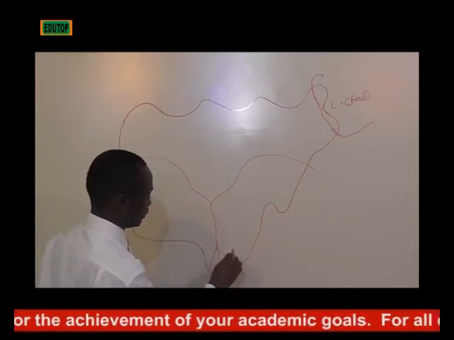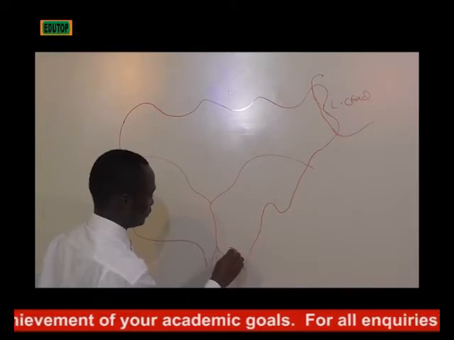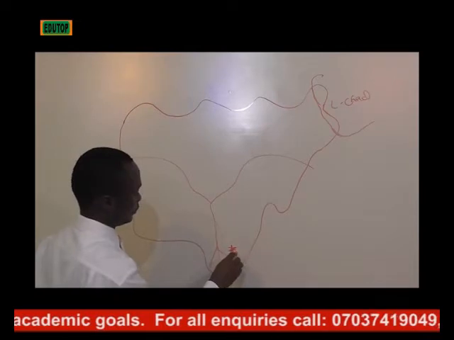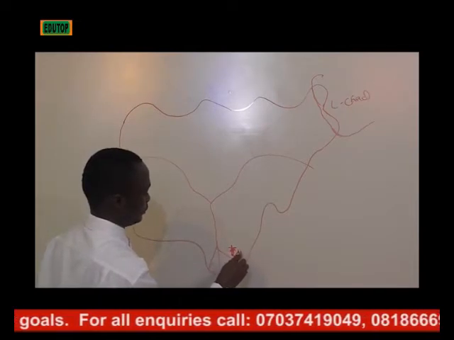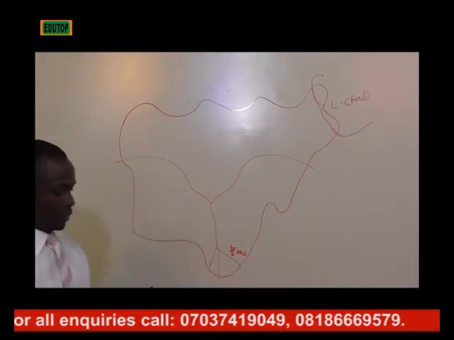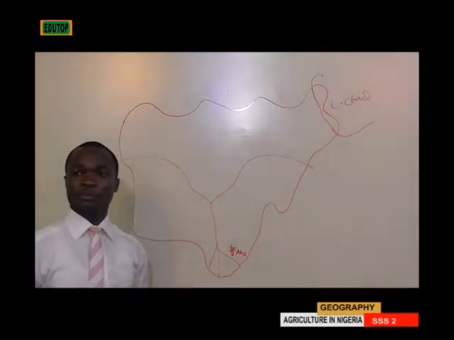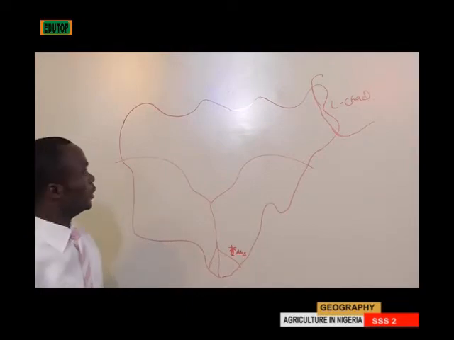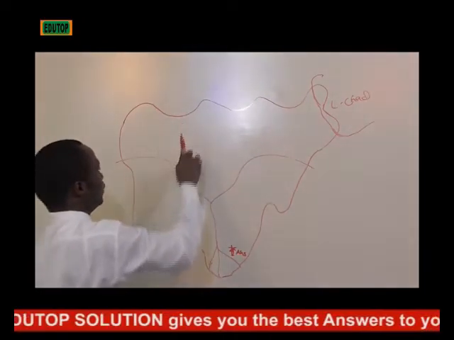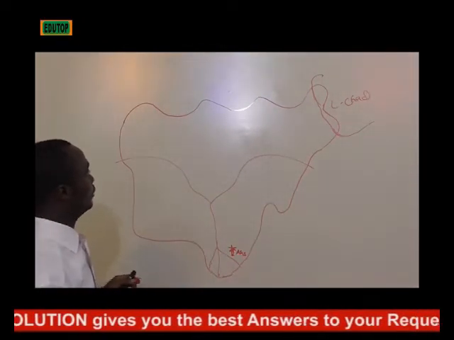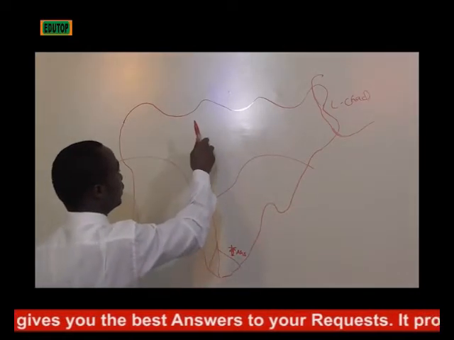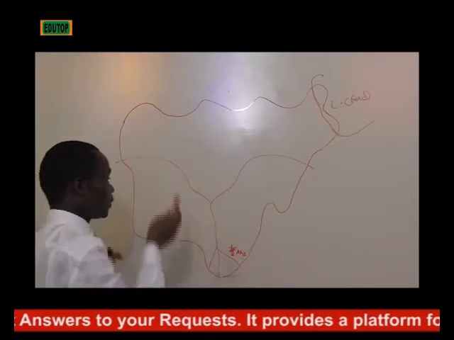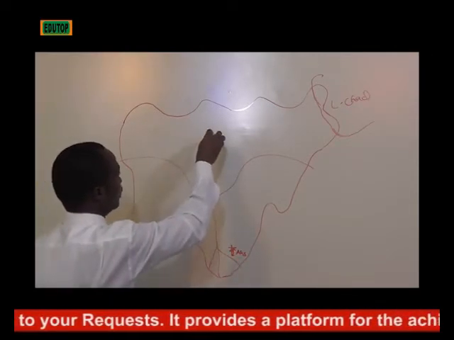We use this to represent oil palm. Akwa Ibom State. And cotton is cultivated in Kano. Kano in Nigeria is located somewhere here on the map. Cotton. You can use this to represent cotton.